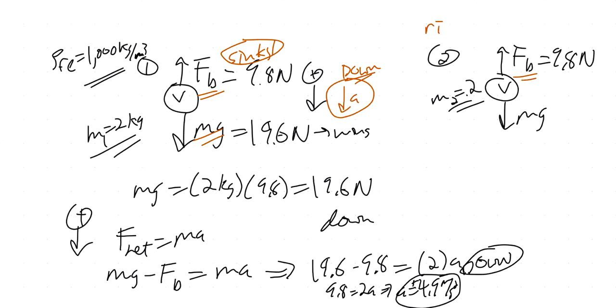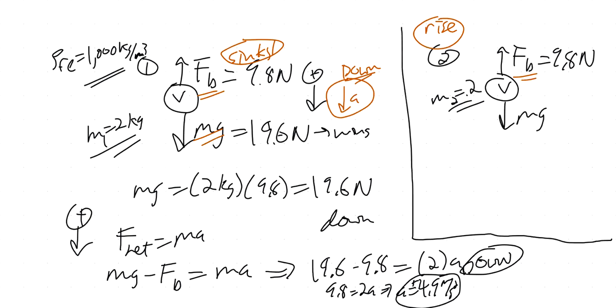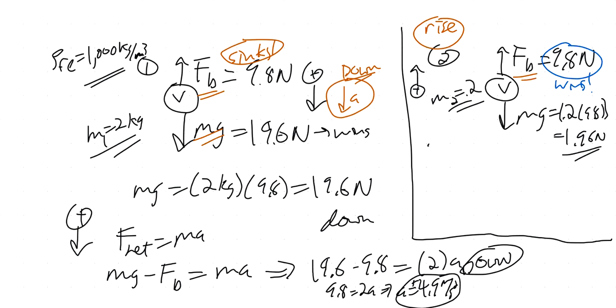And I know it's going to rise because I know the answer, but let's prove it, right? Let's assume we don't know the answer. I wonder if I could squeeze it in here. So I'm going to write this a little smaller. Right here, I'm going to say positive is up because mg is going to be 0.2 times 9.8, which is 1.96 newtons. So which wins? This wins. So it rises, right? This wins. So it sinks, right?